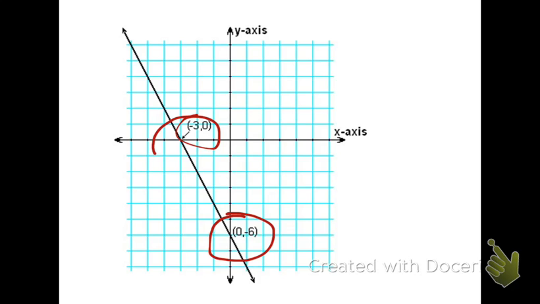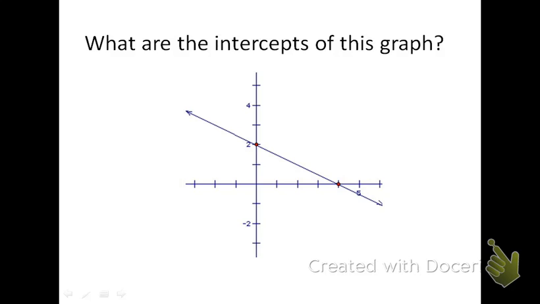Let's look at another graph. Where are the intercepts here? We have two intercepts again because it's a line, so it's going to cross the axes twice. First, the y-intercept is right here at 2. What does that mean? If you look at that point 0, 2, it is where x is 0. So the y-intercept is where x is 0.